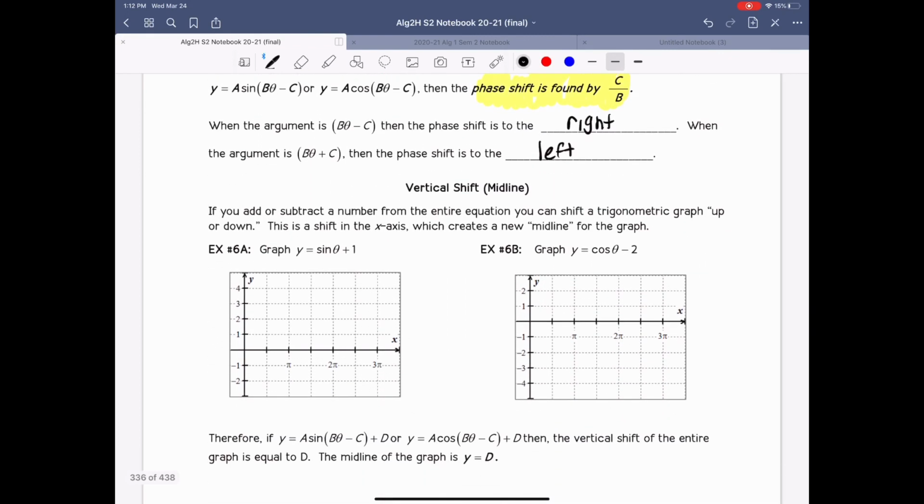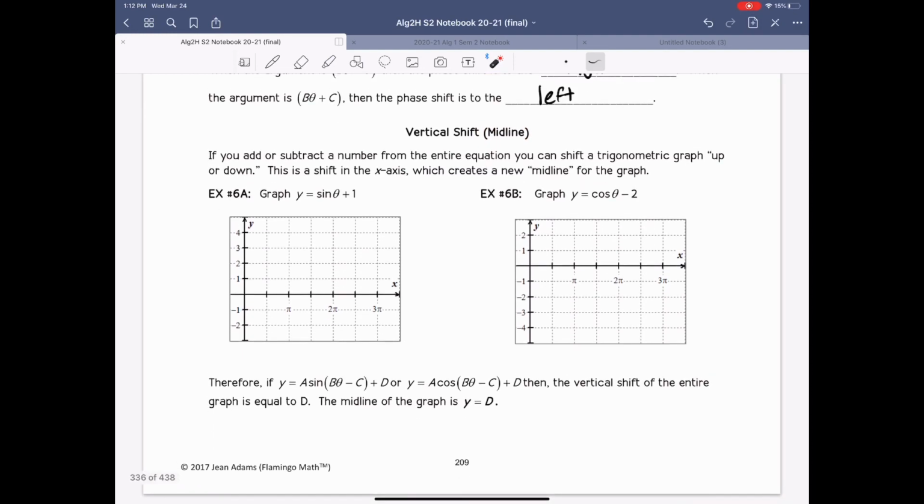So now that we talked about phase shift, let's go down and talk about vertical shifts, which is also known as midline. If you add or subtract a number from the entire equation, you can shift a trigonometric graph up or down. I'm going to highlight that, up or down. And this is a shift in the x-axis, which creates a new midline for the graph.